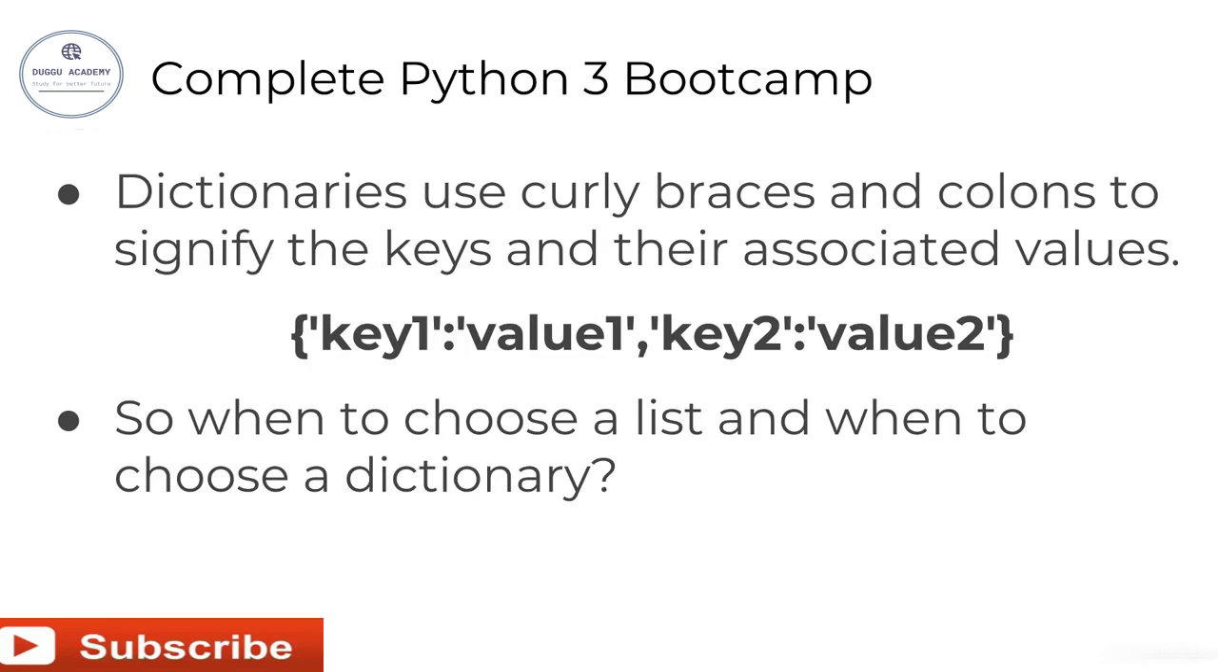And the dictionary syntax uses curly braces and colons to signify the relationships between a key and their associated values. So here we can see the curly braces, and then we have the string key, so key 1, then colon, and then whatever value is associated with that. In this case, we just have a string called value 1, and then we have a comma for the next key-value pair.